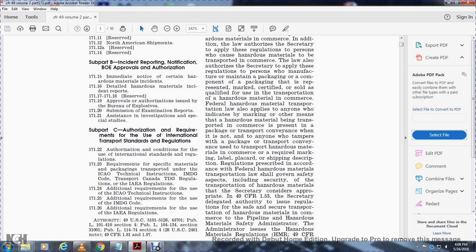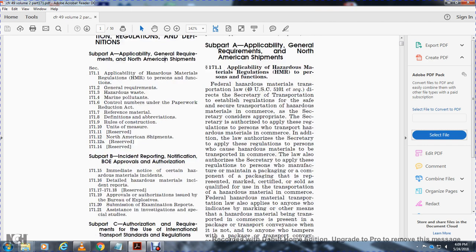Subchapter C, Subpart C: Authorization Requirements for the Use of International Transportation Standards and Regulations. 171.22, Authorization and Conditions for the Use of the International Standards and Regulations; 171.23, Requirements for Specific Materials and Packagings Transported Under the ICAO Technical Instructions, IMDG Code, Transport Canada TDG Regulations, and IAEA Regulations; additional requirements for the use of the ICAO Technical Instructions, additional requirements for the use of the IMDG Code, and additional requirements for the use of the IAEA Regulations.